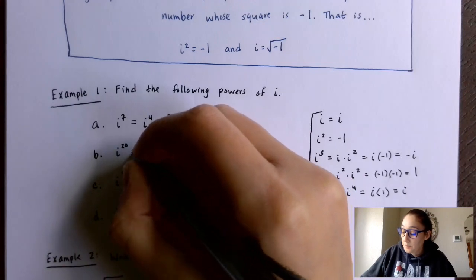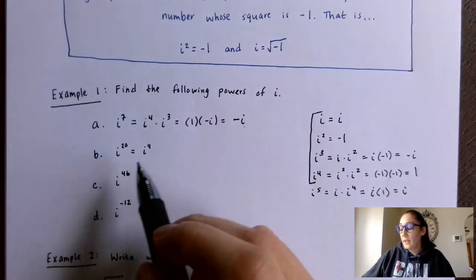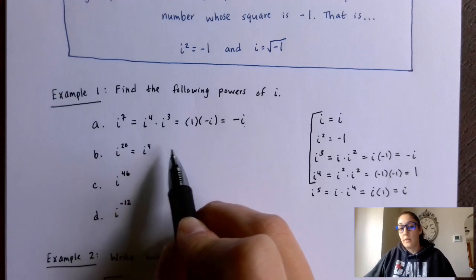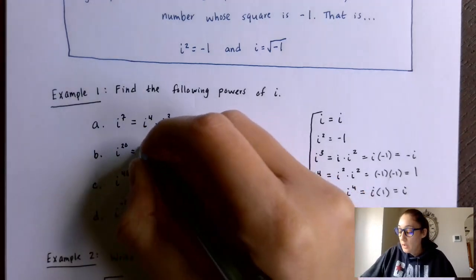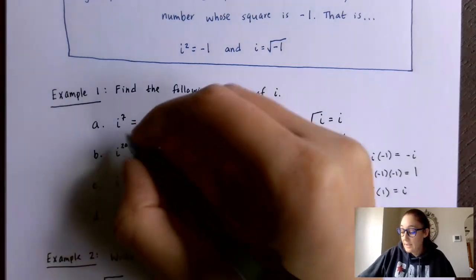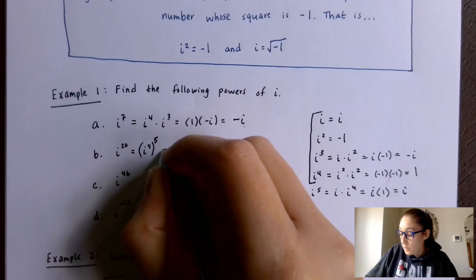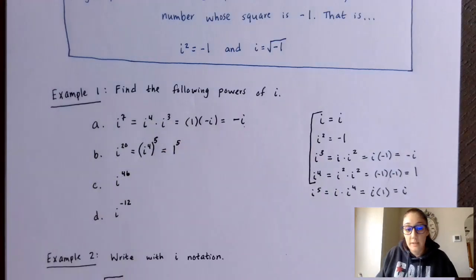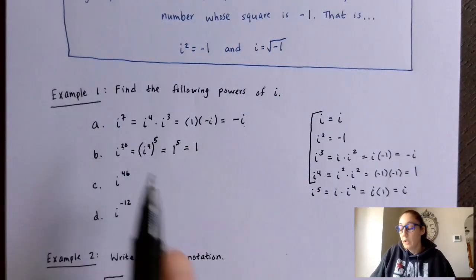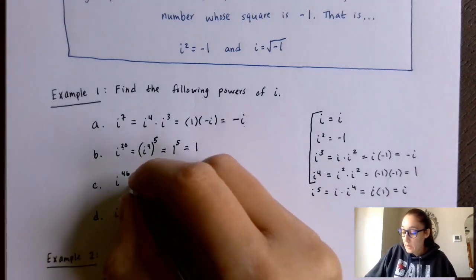Here for i to the 20th, again, I'm going to start with i to the 4th. Instead of writing i to the 4th times i to the 4th so many times until you get 20, I know that 20 i's is just 5 sets of i to the 4th. So i to the 4th equals 1, and if I raise that to the power of 5, I just get 1. You can see 20 is a multiple of 4, so it has the same value as i to the 4th.